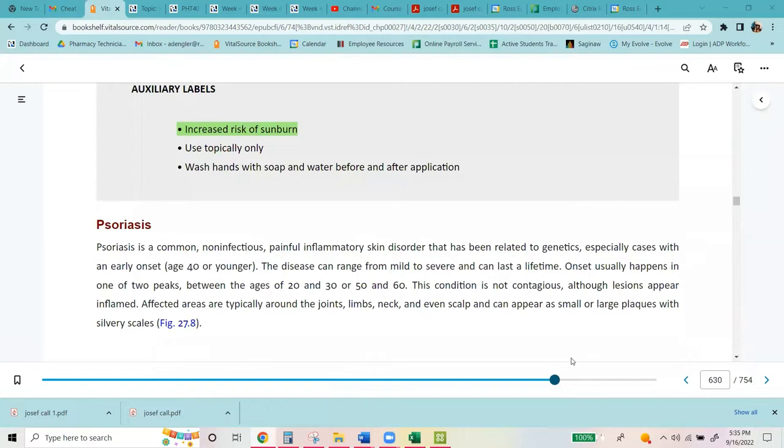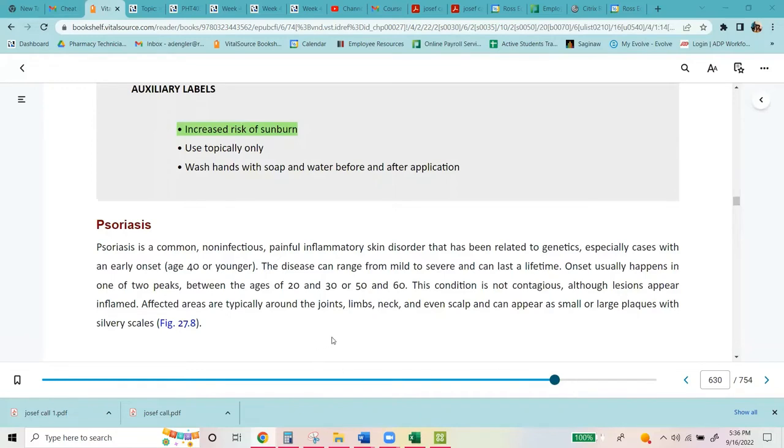Psoriasis is a common non-infectious, painful, inflammatory skin disorder that has been related to genetics, especially cases with an early onset of 40 or younger. The disease can range from mild to severe and can last a lifetime. Onset usually happens in one of two peaks, between the ages of 20 and 30 or 50 and 60. This condition is not contagious, although lesions appear inflamed.